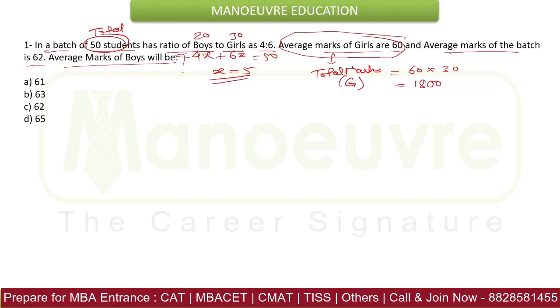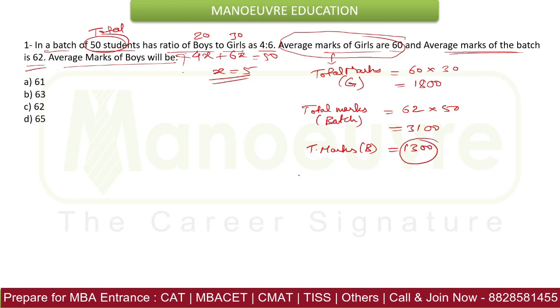Now average marks of the batch is 62. That means total marks of batch will be again average into total students, that is 50. So that will be half of 62 is 31, 3100. So we have to find average marks of boys. From this we can find the total marks for boys will be 3100 minus 1800, that will be 1300.